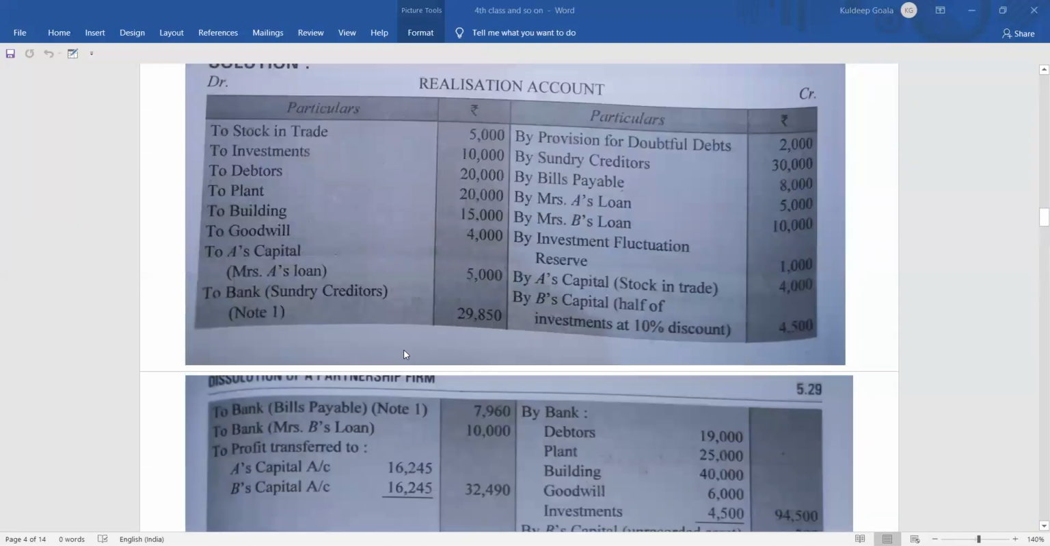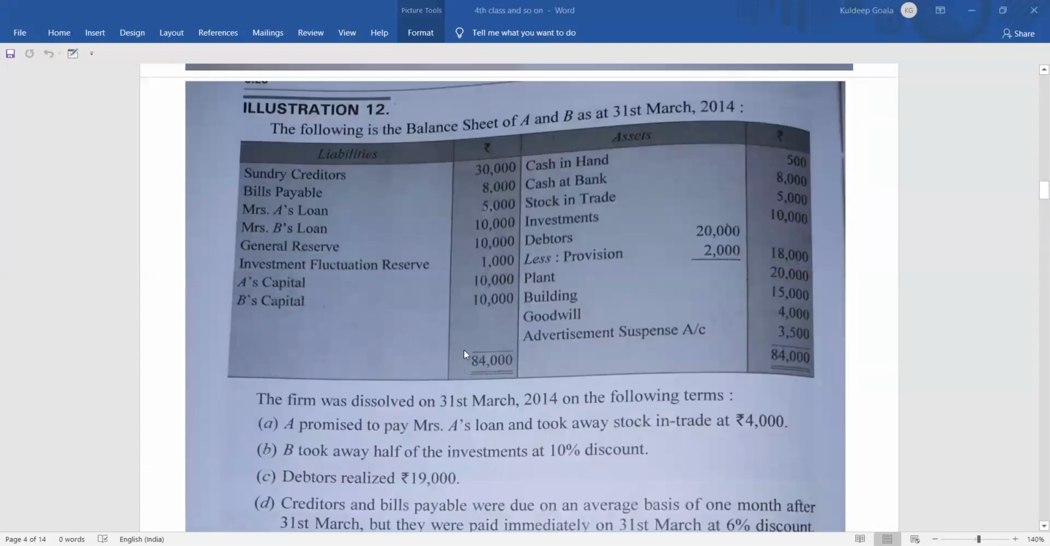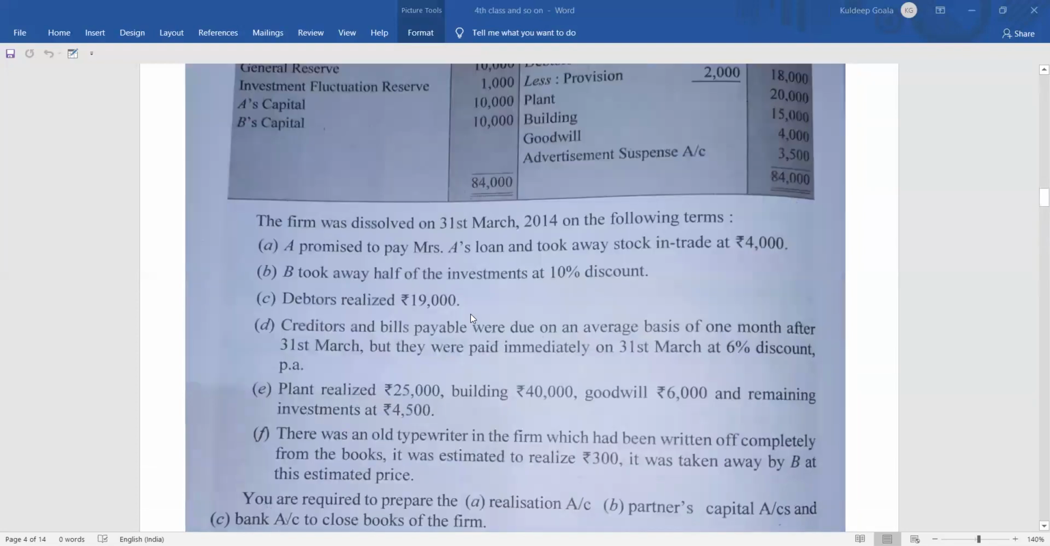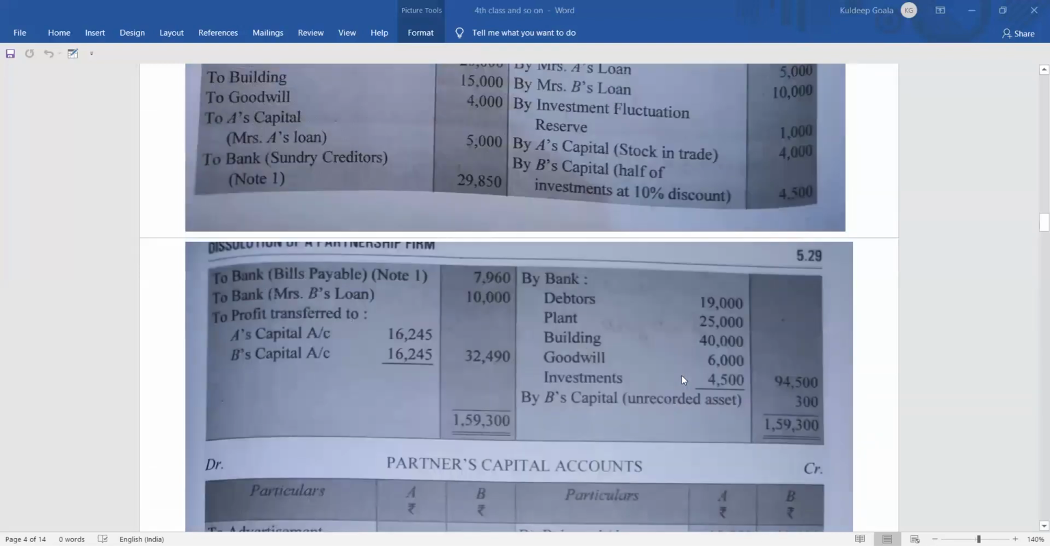Once it is ready, we can start with the opening balance. The opening balance of capital is 10,000 in case of A and 10,000 in case of B. There is no journal entry for the opening balance. Directly it will come in the credit side of the partners' capital as by balance brought down, because capital shows a credit balance, 10,000 in case of A, 10,000 in case of B.